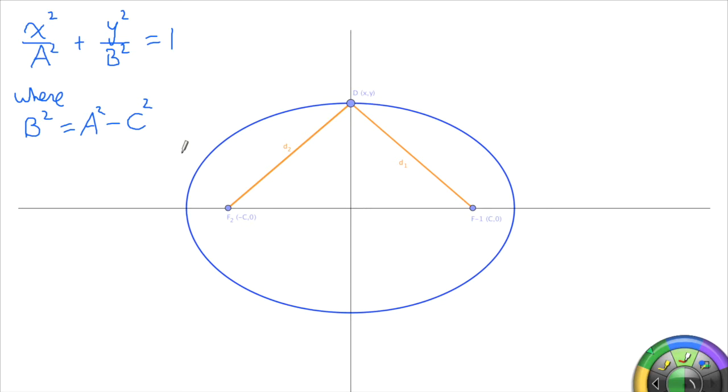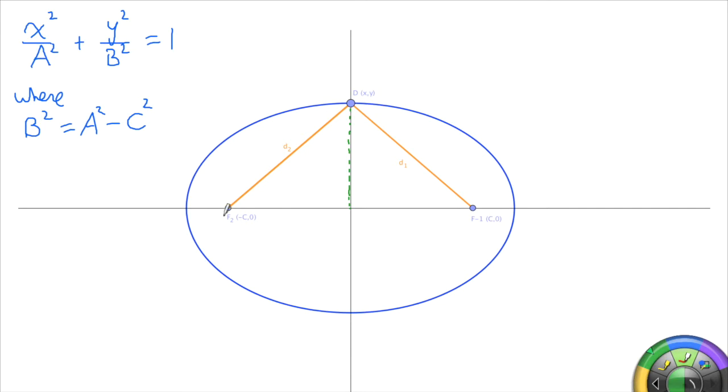Now let's take care of a loose end. And that loose end is this relationship between b, a, and c. I've said that this length here is b, but I haven't really proved it. So this is just a small, quick proof of why that is going to be the length of b. If I put our point on the ellipse way up here, then d1 and d2 are going to be equal because these two triangles will be congruent.